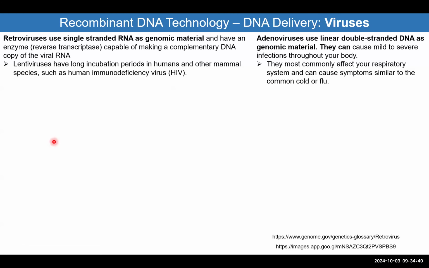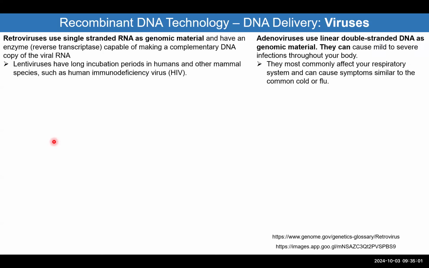And the third is the viruses. This is one of the most efficient ways to introduce genes to the cells. Broadly, for the viruses, I'm just giving you a summary here. Again, this is really, really shallow.